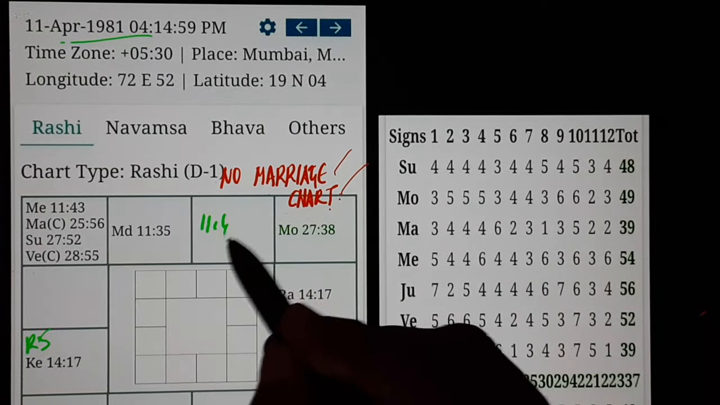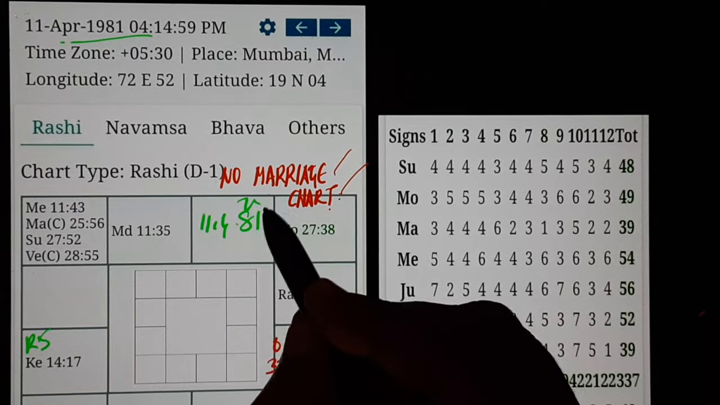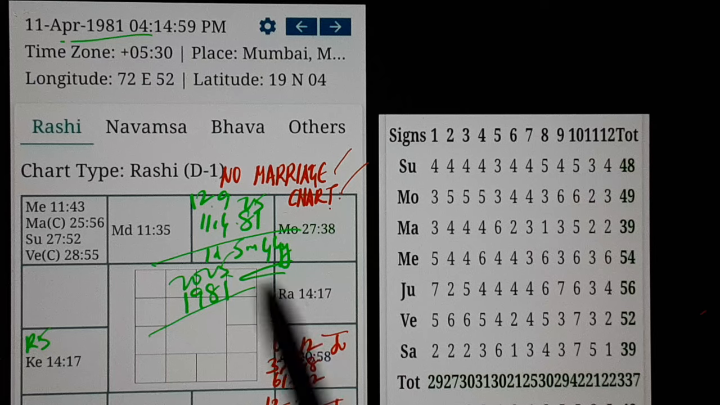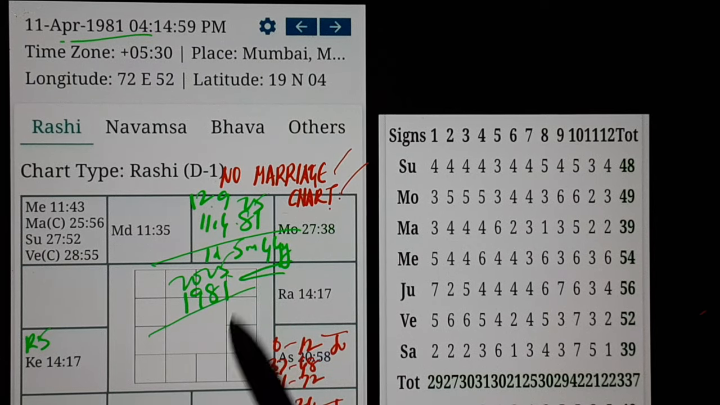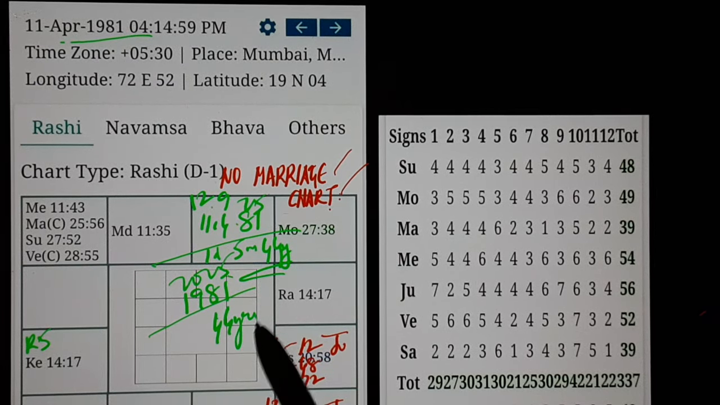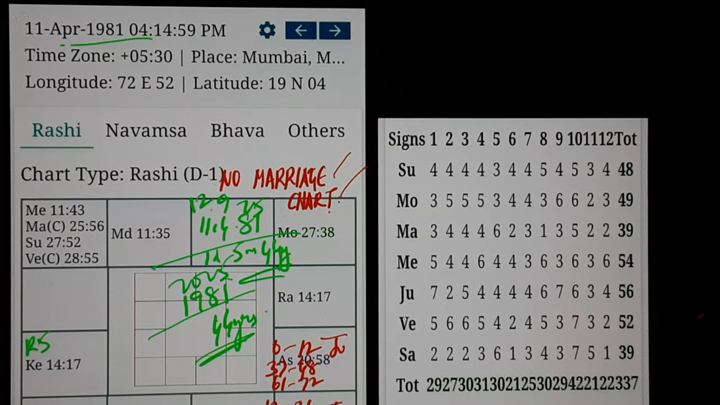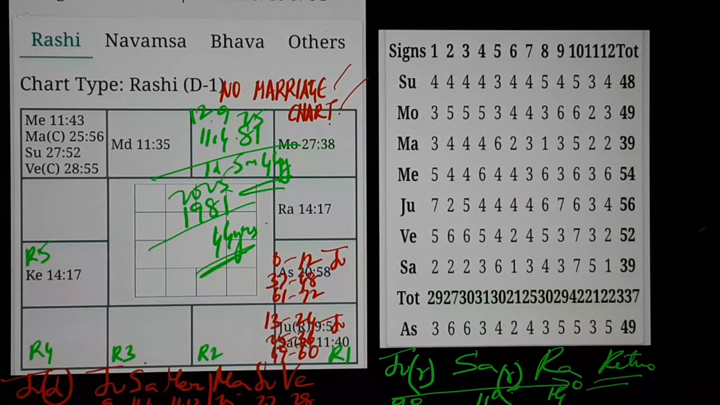Since the date of birth is 11/4/81, the native's age is now 44 years 5 months plus some days. So at 44 years the girl is still trying to get married. She does not want to stay alone. She does want to get into a marriage relationship, but still the planets are not agreeing.